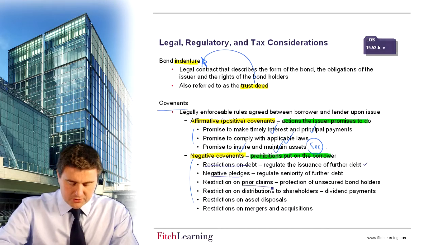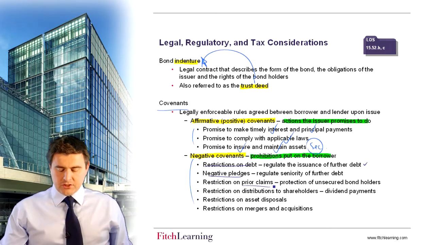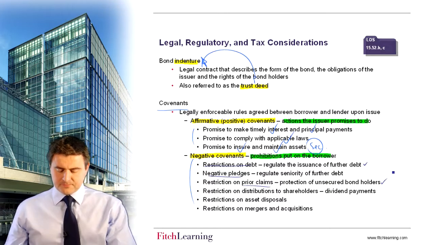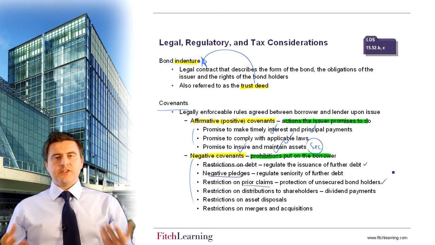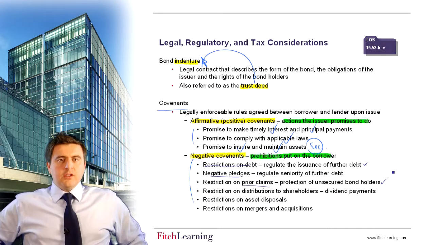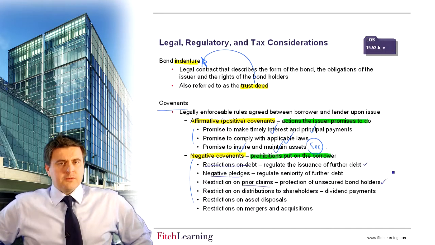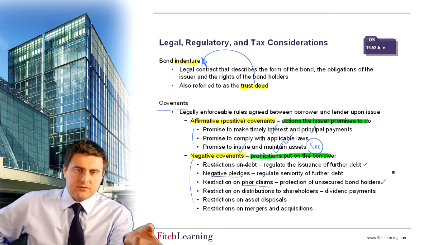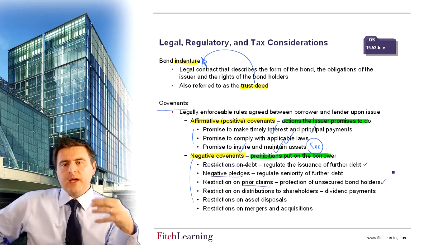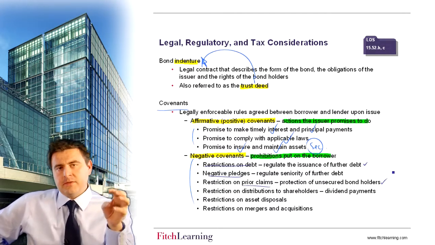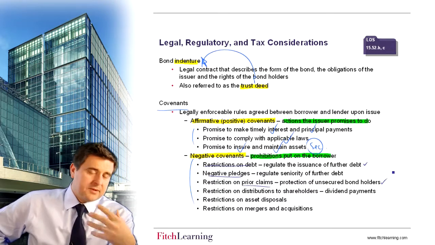It could be restrictions on prior claims, so protection of unsecured bondholders. Potential to be unsecured means that you as a bondholder took on the view that when you bought this bond, if the company were to get into financial distress, there were no assets pledged to satisfy that bondholder specifically.